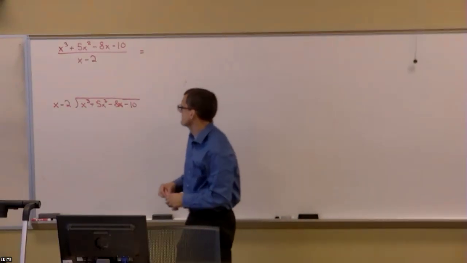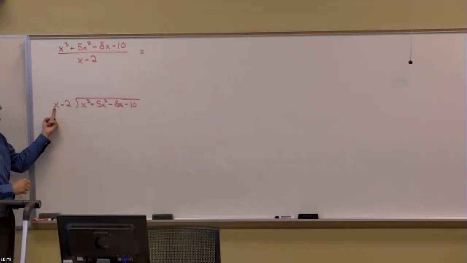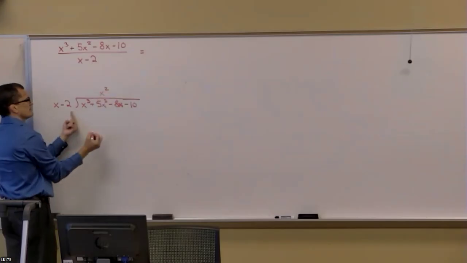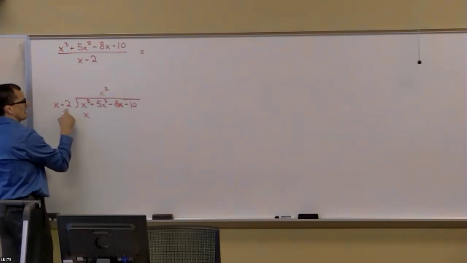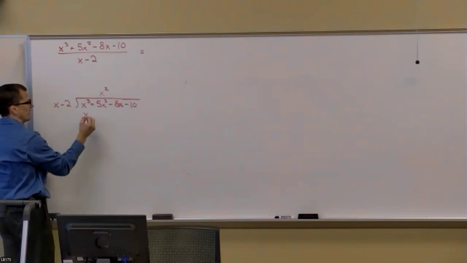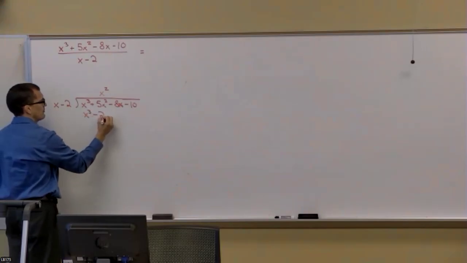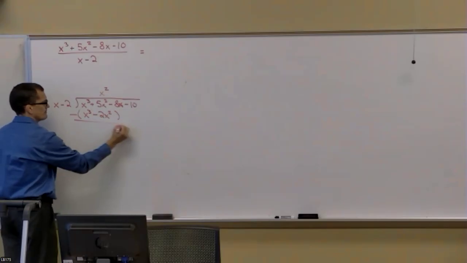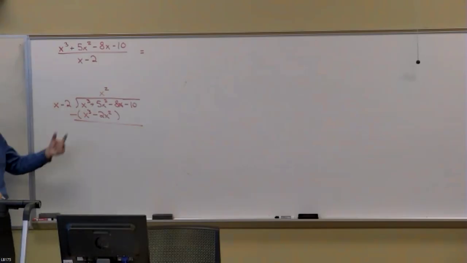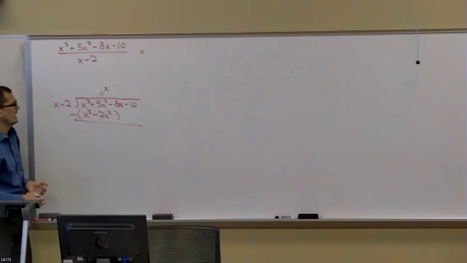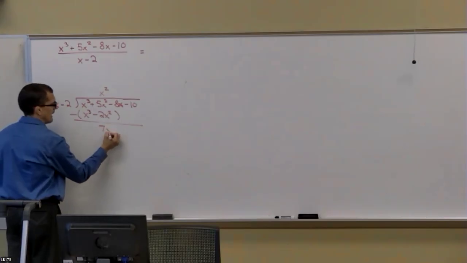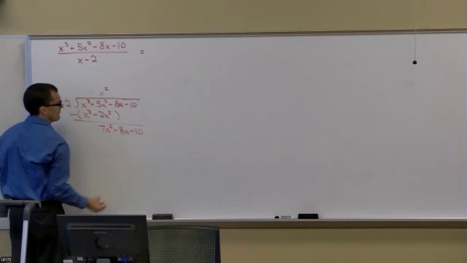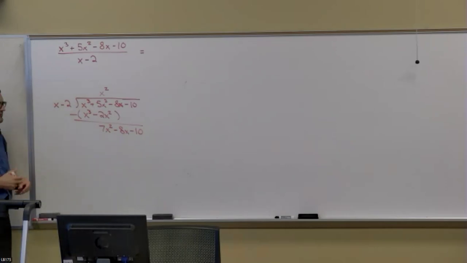To divide. Okay? So I say, what do I need to multiply x by to get x to the third? That's going to be an x squared. When I multiply x squared by these 2 terms, I get x to the third minus 2x squared. And then I subtract. This first column goes away, and I end up with 7x squared minus 8x minus 10 as the remaining part of my dividend.